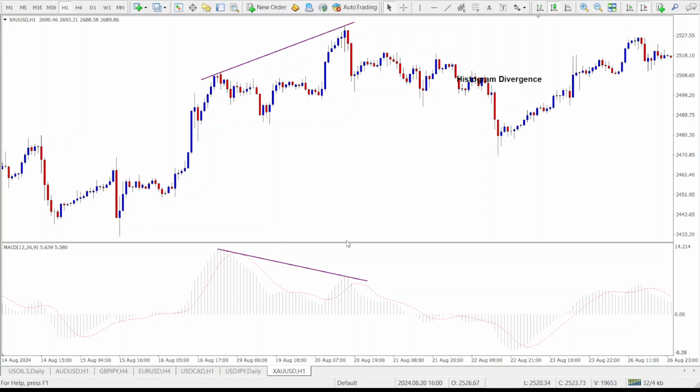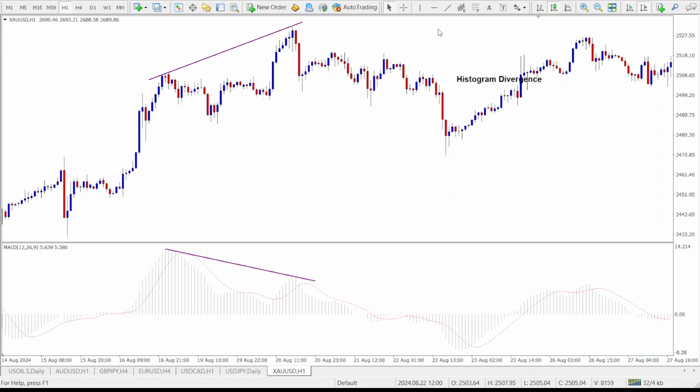Can you see that? So this is what we call a bearish divergence. In this case, bullish momentum is fading, and the price may be heading for a reversal to the downside. And as you can see, just shortly afterwards, we had a reversal to the downside. Now, understanding these divergences is critical because they give you an early warning sign of possible changes in the trend. Now, how do you actually spot histogram divergence on a chart?